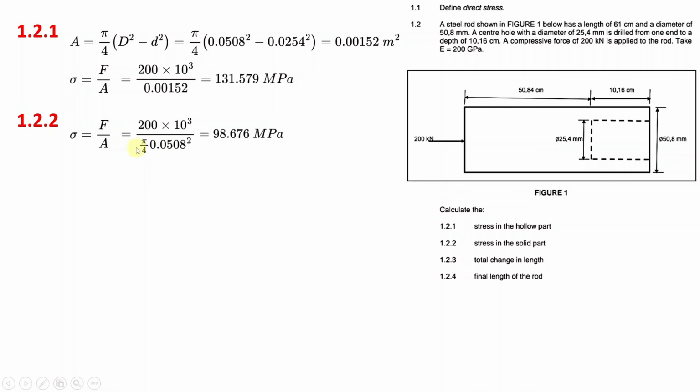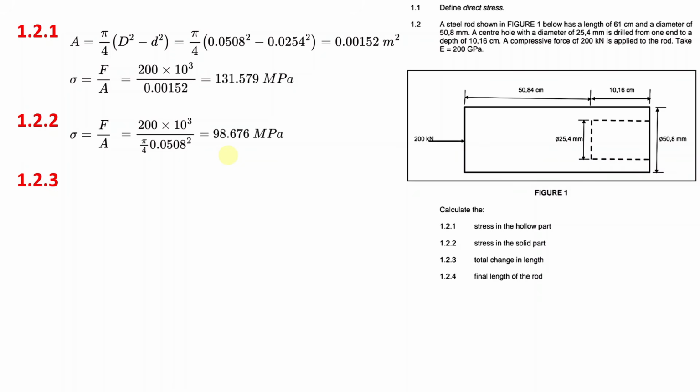And so if you square that and multiply that by pi by 4, that gives you the cross-section area of the hollow part. Sorry, of the solid part, the cross-section of the solid part. And so the stress, therefore, is equal to the force divided by the cross-section of the solid part, okay? That gives you the stress in the solid part. And so if you do that, this will give you a very large number, but you change that to megapascals and you will get 98.676 megapascals. That is the stress in the solid part.